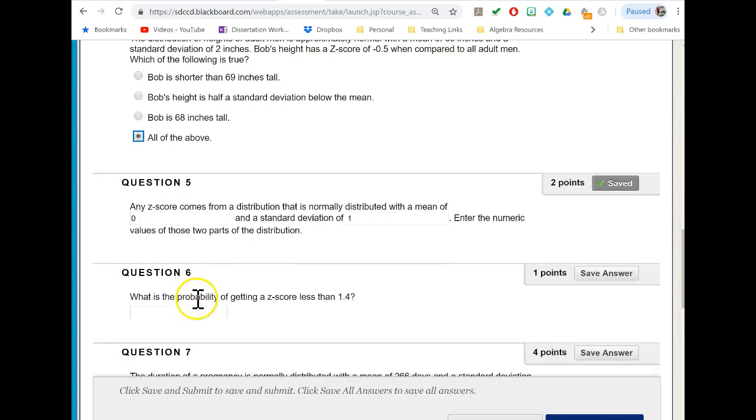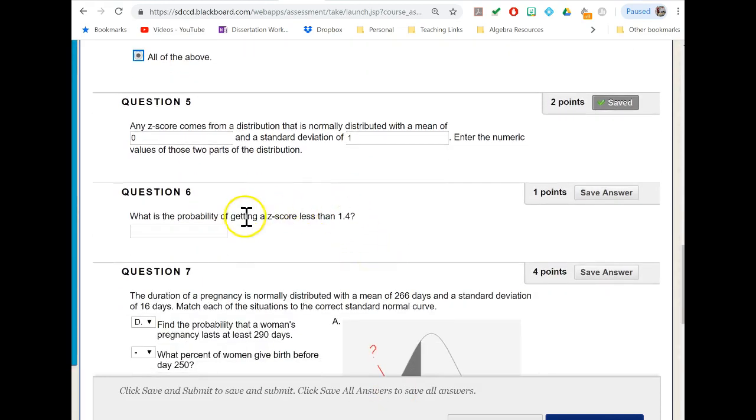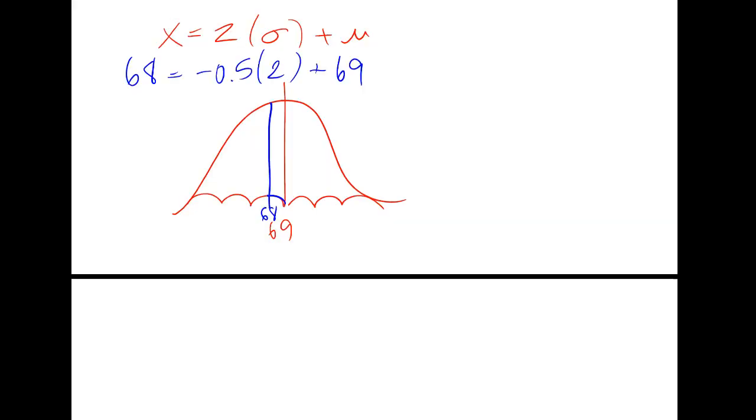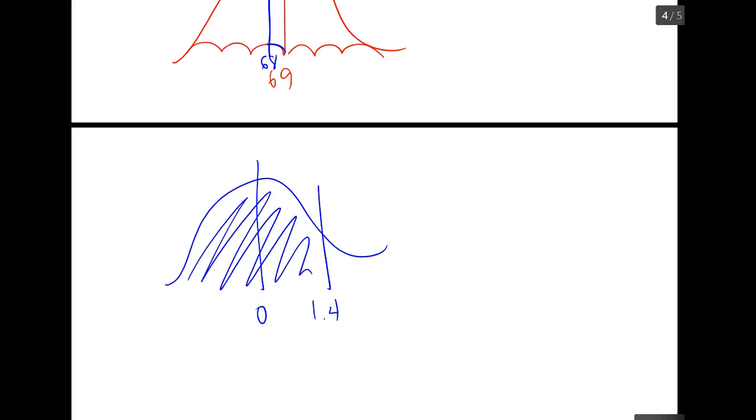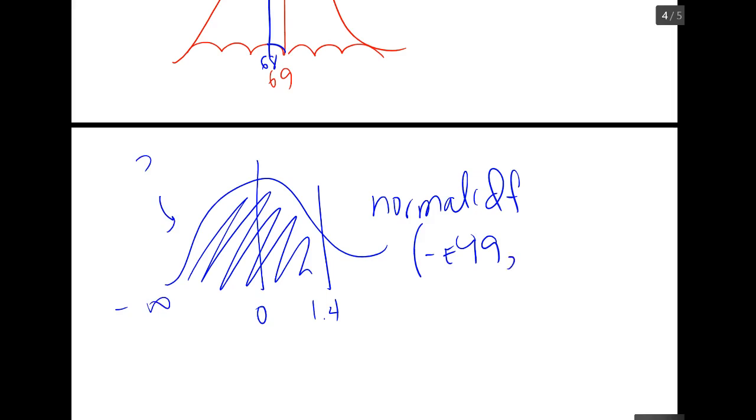The standard normal being centered at 0, 1. And the probability of getting a z-score less than 1.4. Lots of options here in terms of finding this probability. One option would be to draw your curve. Z-scores are centered at 0. We want 1.4 and less than. So we could use normal CDF because we're looking for an area under the curve. Negative E99 because we're looking at the left side and we're going off forever this way to infinity. Up to 1.4 and then a mean of 0 and a standard deviation of 1. Or this is exactly what the table gives.